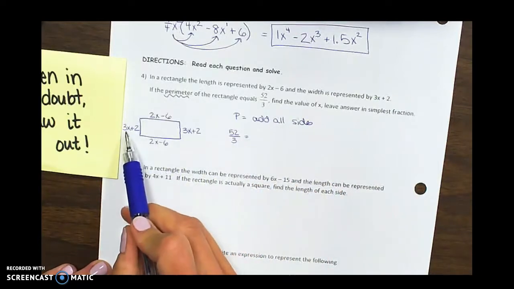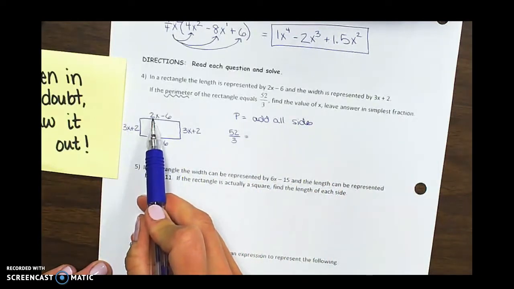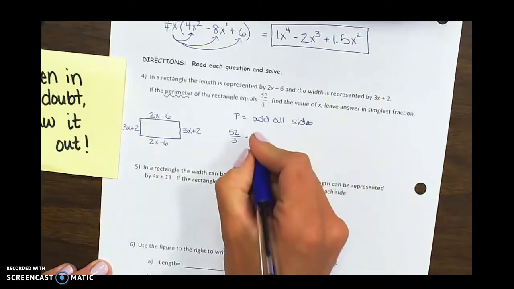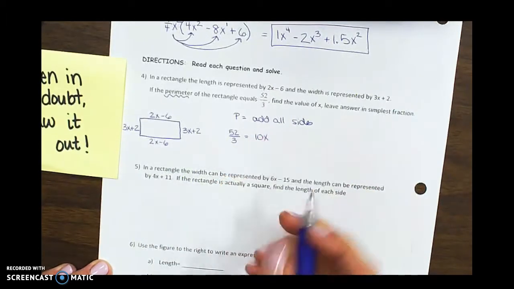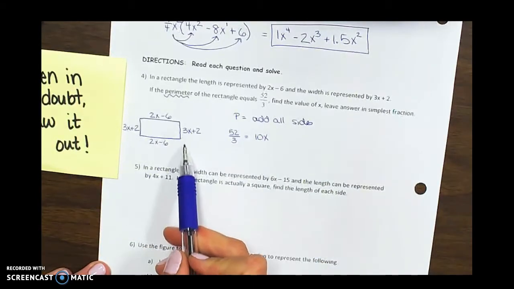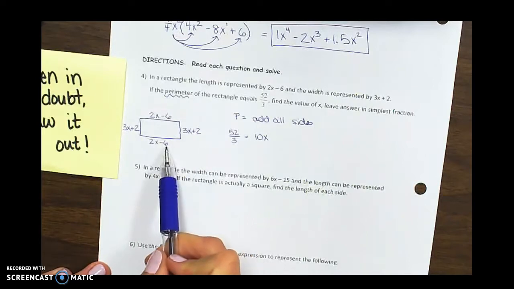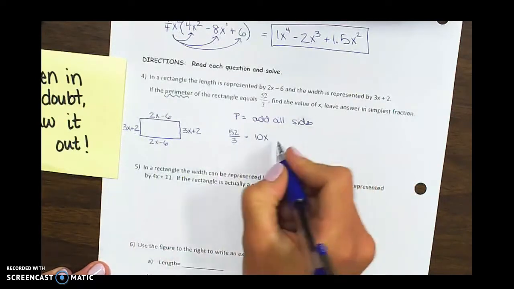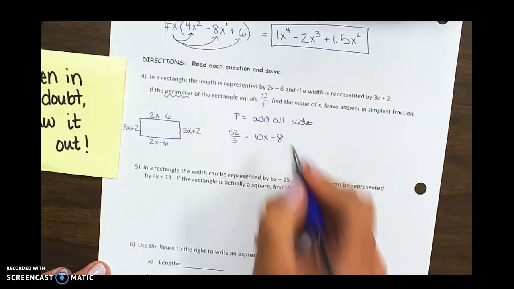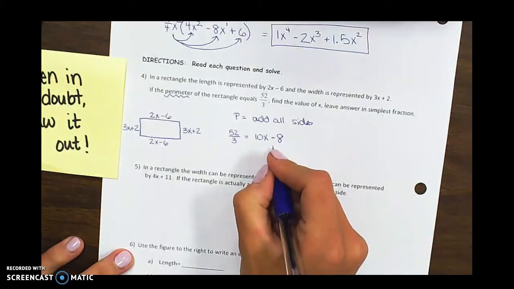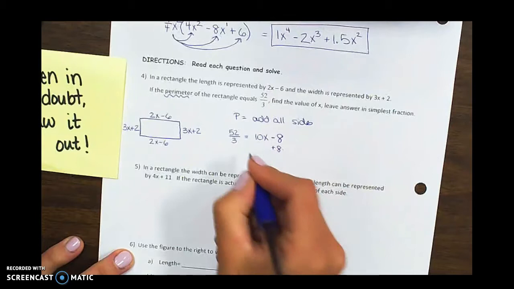So let's add all the x's. So 3 plus 2 is 5, plus 3 is 8, plus 2 is 10. So we're going to get 10x. Now we're going to add the constants. Negative 6 plus 2 is negative 4, plus negative 6 is negative 10, plus 2 gives me negative 8, minus 8. Okay, so now we have to solve our equation. So I'm going to go ahead and add 8.